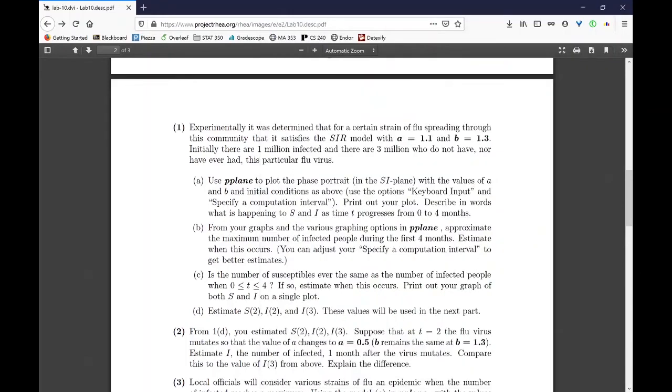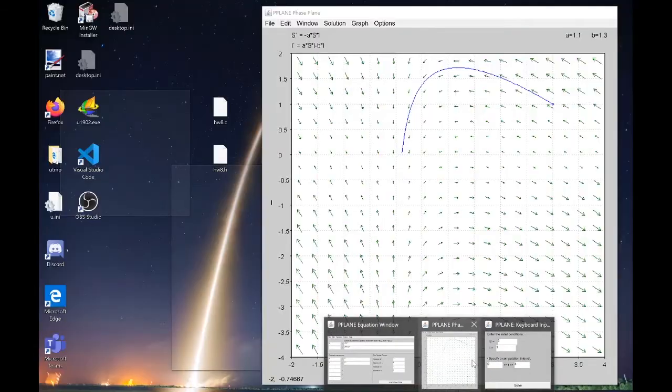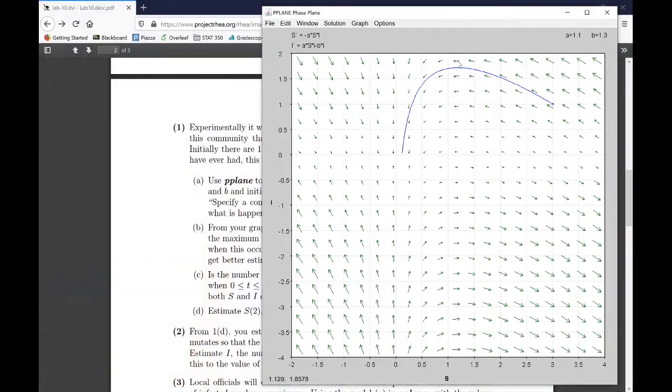Now for part B, from your graphs and the various graphing options in p-plane, approximate the maximum number of infected people during the first 4 months, and estimate when this occurs. So we could just zoom in here and get our answer for the maximum infected, but we also need to know when it occurs. So we're going to have to plot y versus t, right? Because infected is on the y-axis, so we choose y versus t.